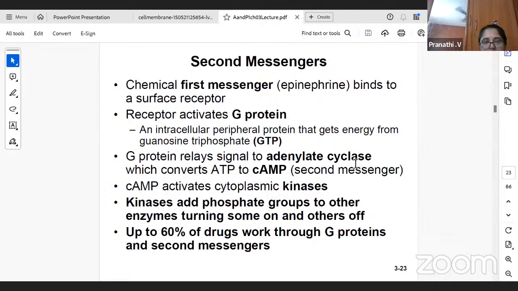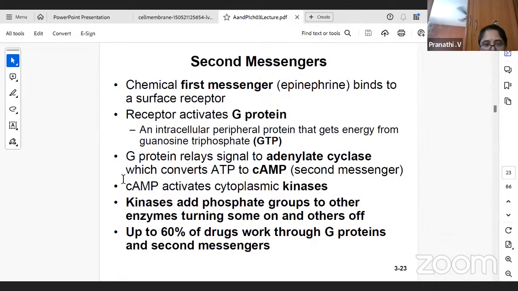It's near your ICF, intracellular fluid, on the other side facing in the plasma membrane. This relays the signal to adenylate cyclase, conversion of ATP, so there is energy involved over here, to cAMP, cyclic adenosine monophosphate, which is a secondary messenger. This will activate other kinases.